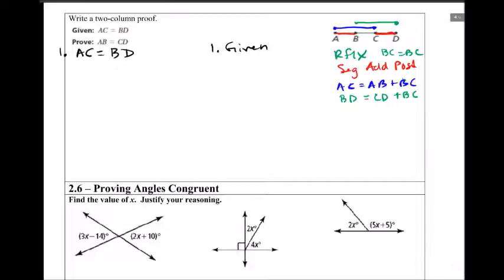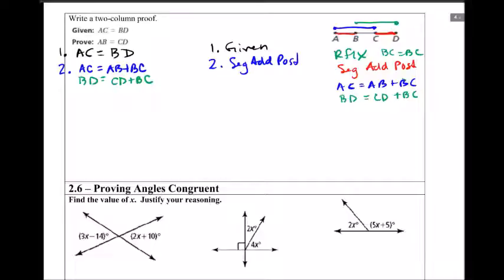How am I going to put that into my proof? Well, just like it says, we can use that for step 2, and we can say that length AC equals AB plus BC, and length BD equals CD plus BC. And what lets us say that? That's the segment addition postulate. And we could just use it once. It works for both of our lines here. Okay.